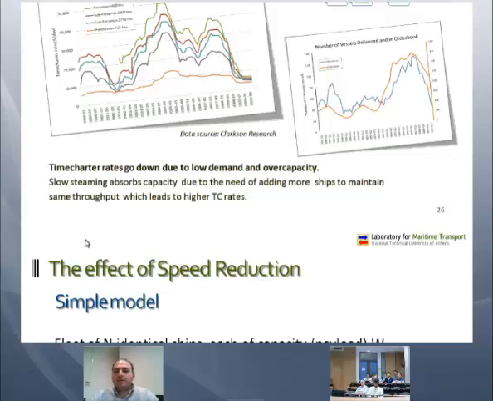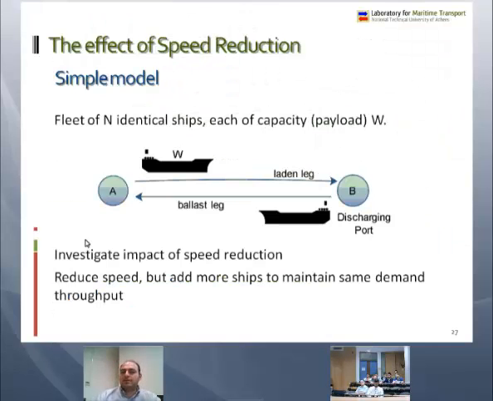I'll present you the effect of speed reduction by using this model. Let's suppose we have a fleet of n identical vessels, each of which has a capacity or a payload of W. I am talking about a fleet of vessels. In my next presentation, I'll talk specifically about one vessel, but let's suppose we have a fleet of vessels that are of identical size. This is mostly the case.